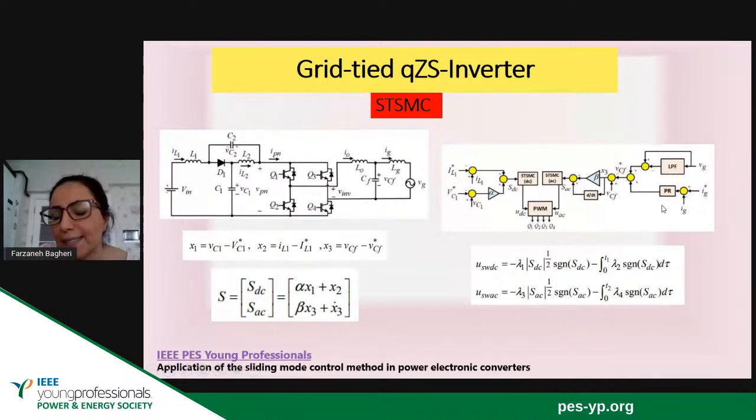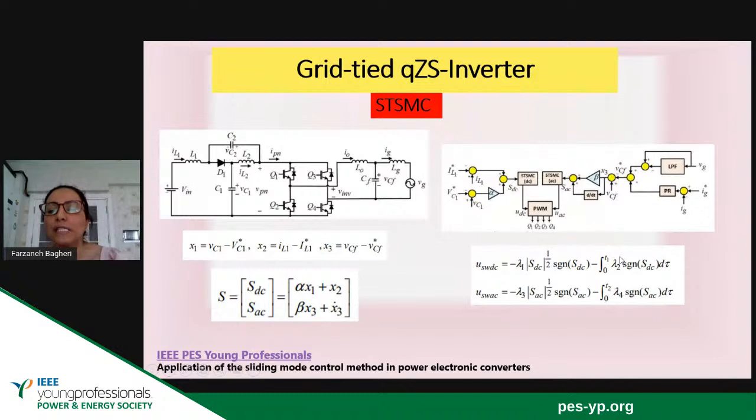The AC side has some other control parts. They are used for decreasing or removing the distortions of the grid. And then I will apply the sliding function. Here is the point of the super twisting sliding mode control: instead of using the conventional sign function, I will use the super twisting sliding mode control for both the DC side and the AC side. If you look at the super twisting sliding mode control rule, it has two gains, lambda 1 and lambda 2.